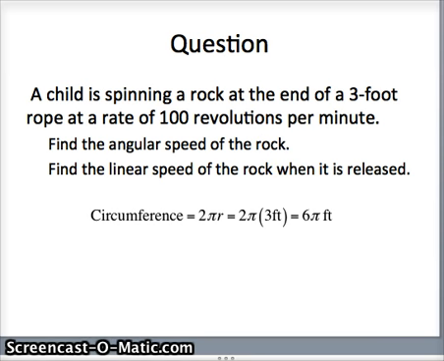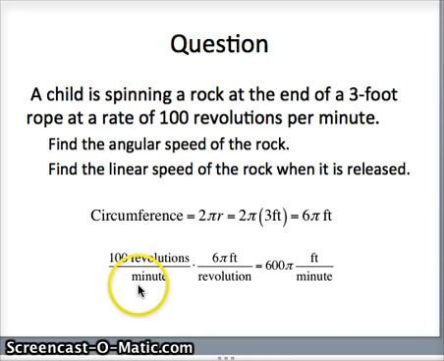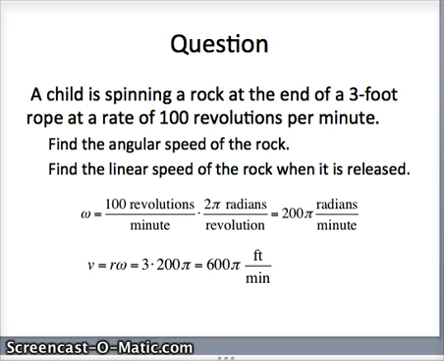So how is that going to look? 100 revolutions per minute times 6 pi feet per revolution. We'll notice revolutions cancel. The units we're left with are feet per minute. 100 times 6 pi is 600 pi feet per minute. And you'll notice that this agrees with the answer that we had earlier. When we looked at this before, what did we see? The linear speed v was just the radius times the angular speed. 3 times 200 pi was 600 pi feet per minute. So we did it 2 different ways and have the same result. And that will conclude this lesson.